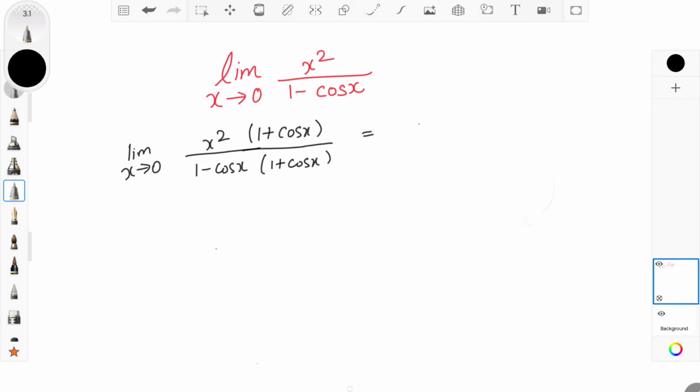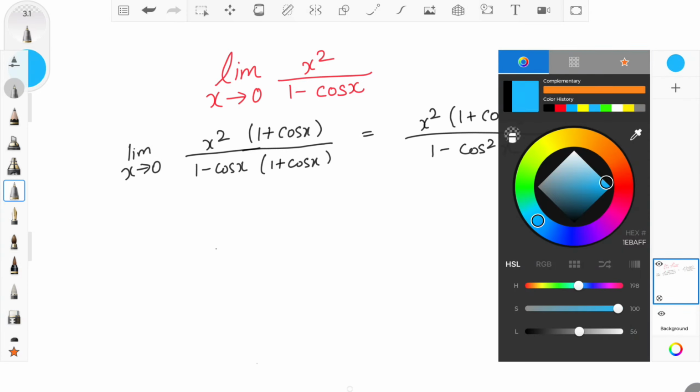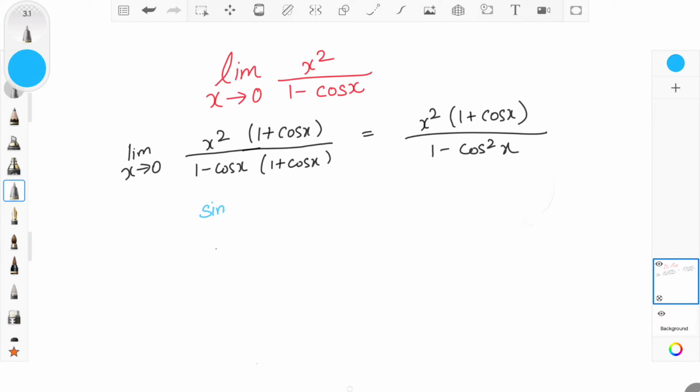So by multiplying it, this is the equation that I will get. 1 plus cos x, and at the denominator this will be 1 minus cos square x. We know that sine square x plus cos square x is equal to 1. So I can rewrite this equation as 1 minus cos square x is equal to what? Sine square x. Great. Now insert this value here.